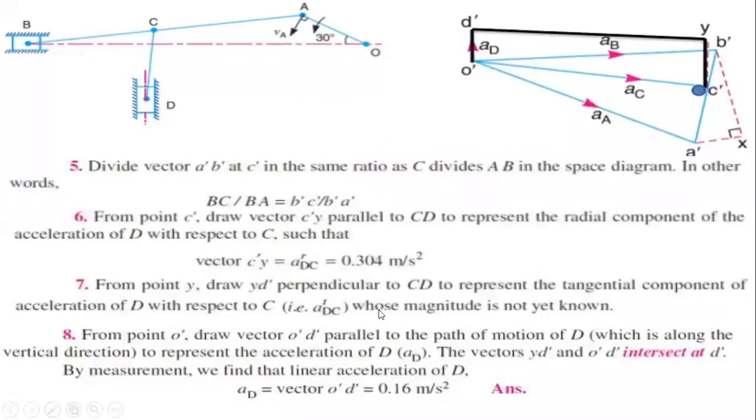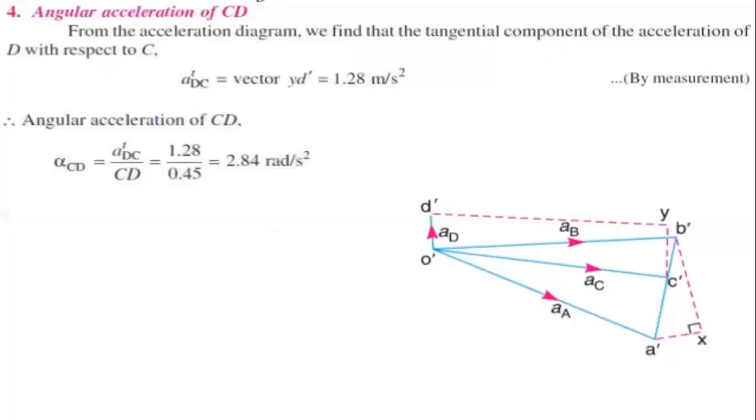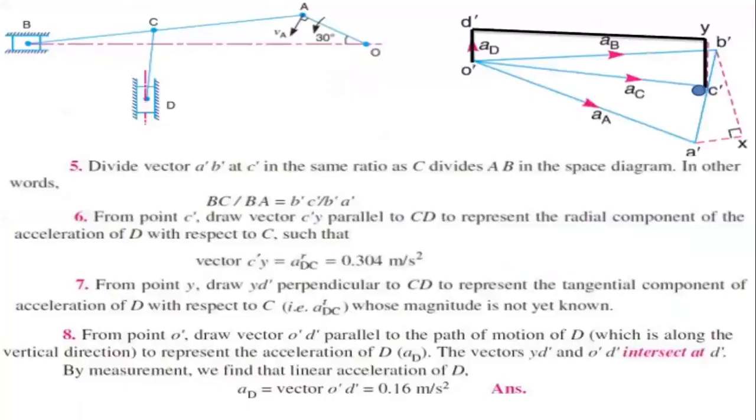Next, we need to find the vector a dash b dash length, so that divide the vector a dash b dash at c dash.